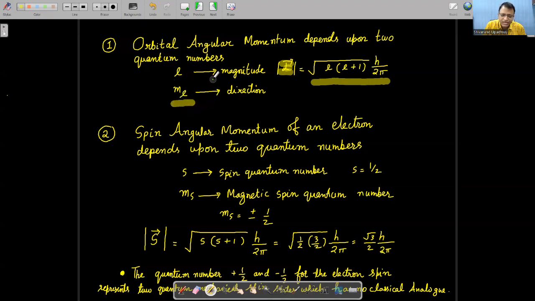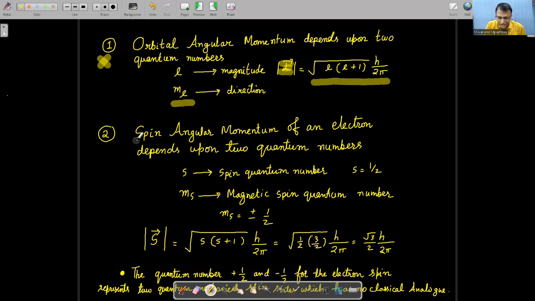This question is already asked in JEE Advanced. There was a match the column question, and they asked which quantum number orbital angular momentum depends on. So most of the students have written l. That is only the magnitude. The direction is represented by ml, right?